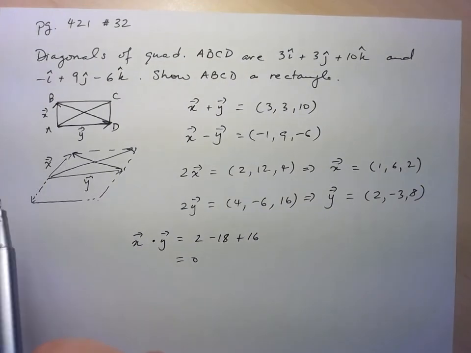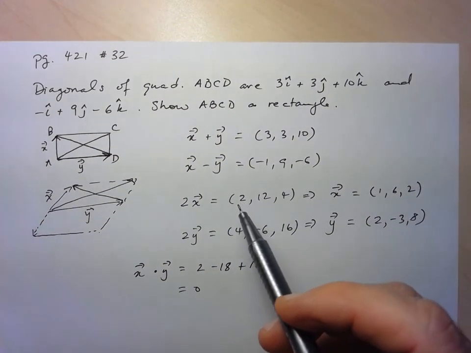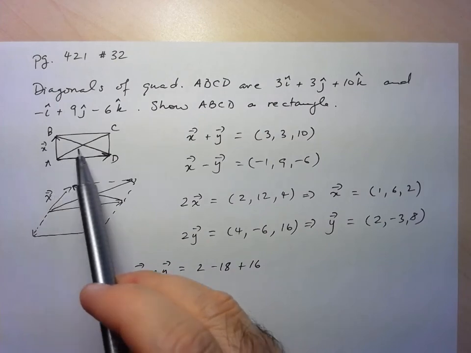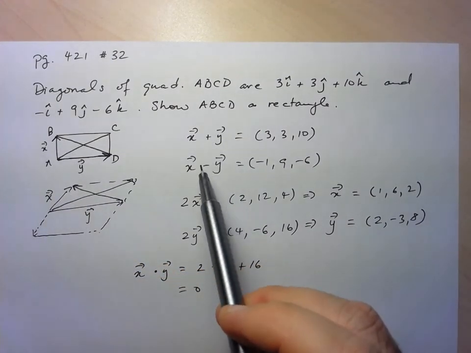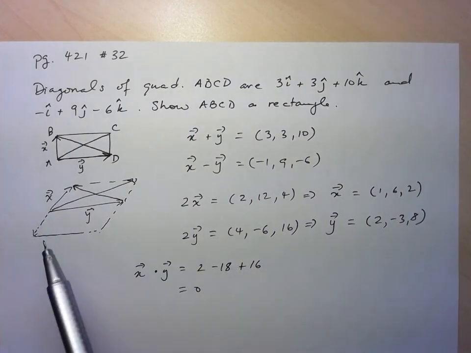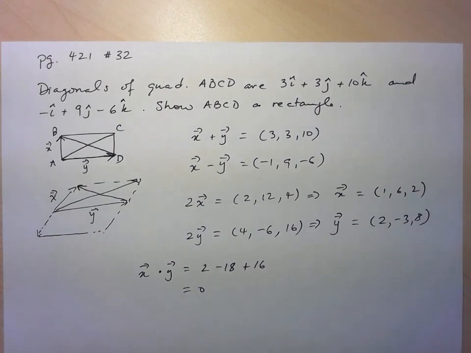and that means that the shape has to be a rectangle. So just to recap how we did that: because we're given vectors that represent the diagonals, those represent the sum of the side vectors and the difference of the side vectors, and from there we were able to solve for the side vectors themselves. Okay, that's it for this one.